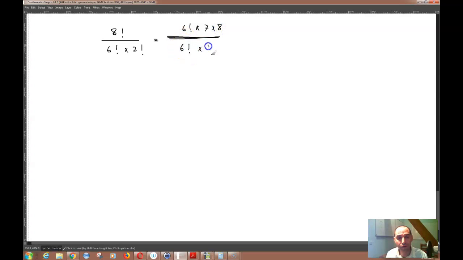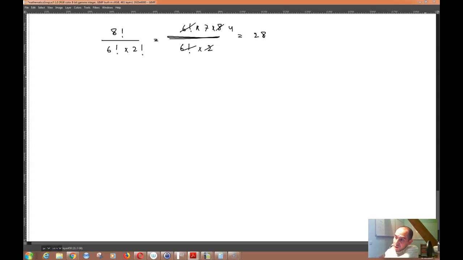So that is that. And then, for example, let's say you want to compute 8 factorial over 6 factorial times 2 factorial. You have 8 factorial over 6 factorial times 2 factorial, which is equal to 6 factorial times 7 times 8 over 6 factorial times 2, since 2 factorial is just 2. Then 4 times 7 is equal to 28. So number 3 is 28.